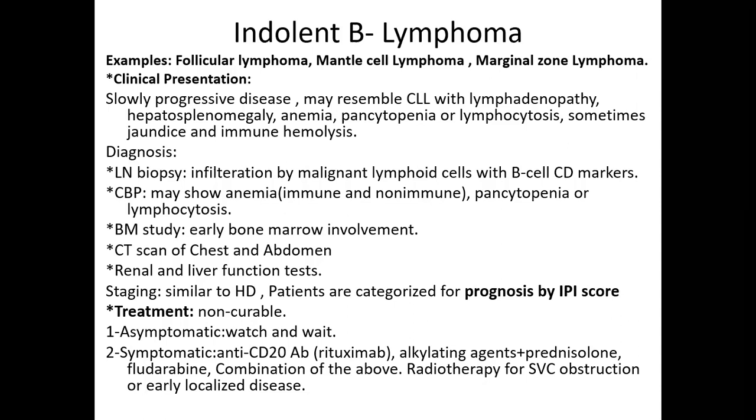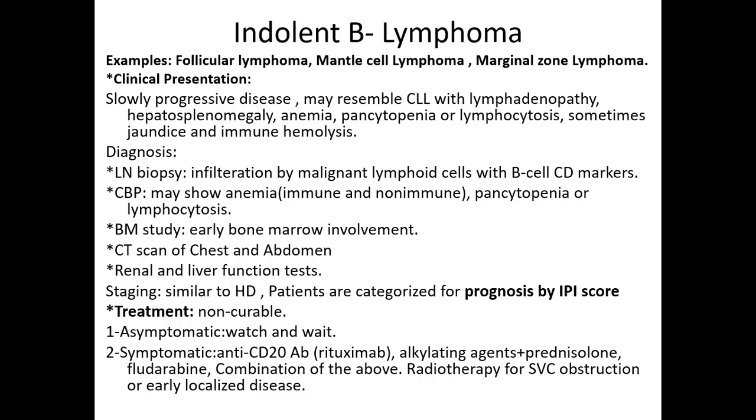And for this score, we depend on the age of the patient, on the stage of the disease, on the serum LDH, and the number of extranodal sites involved. As I said, this group of lymphomas, the indolent B cell lymphoma, they are not curable. Therefore, for patients who are asymptomatic, we may put the patient under observation, and the treatment will be given when the patient starts to get symptoms or the disease starts to progress.